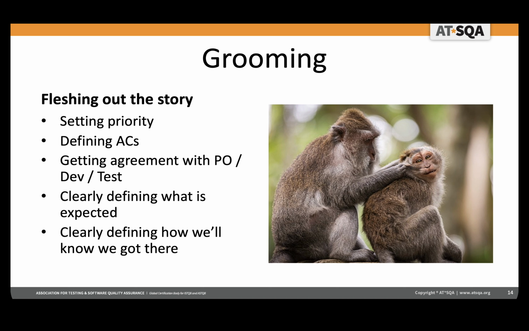So the grooming is when we actually sit down and say, okay, well, what is this thing really? What's the priority of it? What are the acceptance criteria? How will I know when it actually does what it needs to do? And this tells development what they need to develop. It tells us what we need to test. It tells the business what they're going to get. We need agreement, obviously, across the product owner, development, test, whoever else is involved. The goal here is to clearly define what is expected and to make sure we know when we get there. Because if we don't define what it is, how will we know if we ever got it? So that's our goal here from grooming.